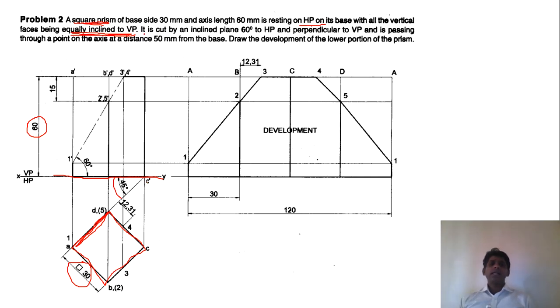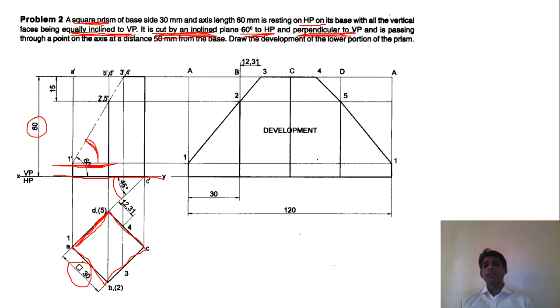The next thing is it is cut. Now you have to imagine or visualize that it is being cut by an inclined plane. So this is the representation of the plane wherein we are using a chain line, and the plane is at 60 degrees to HP. So you can see that this angle is 60 degrees, with reference to the horizontal, and perpendicular to VP. Almost in all the cases that we will be solving, the plane will be perpendicular to VP.